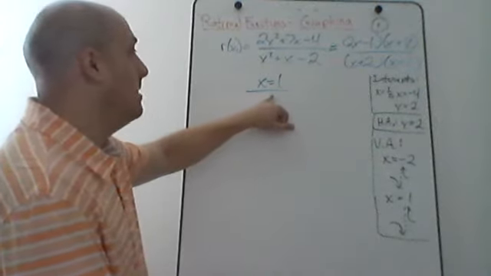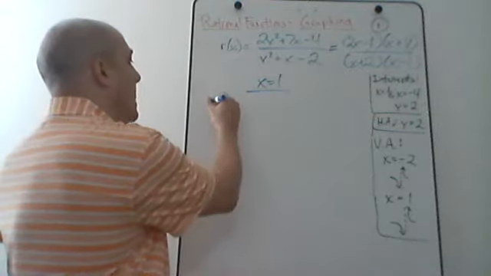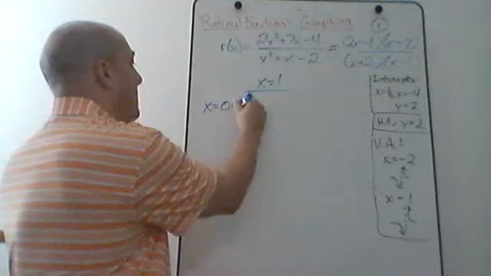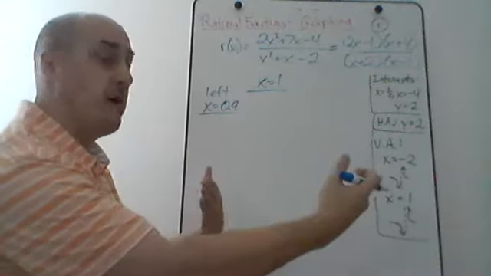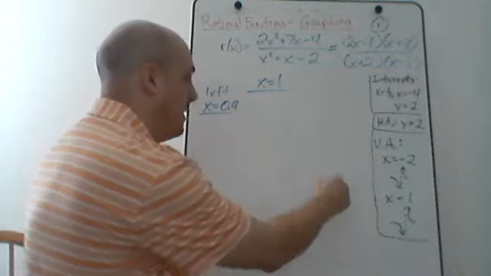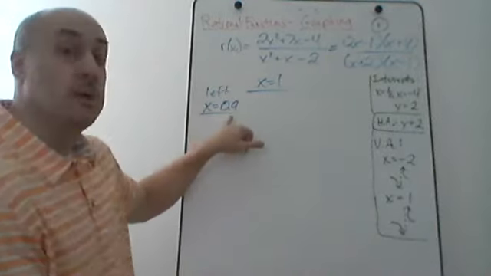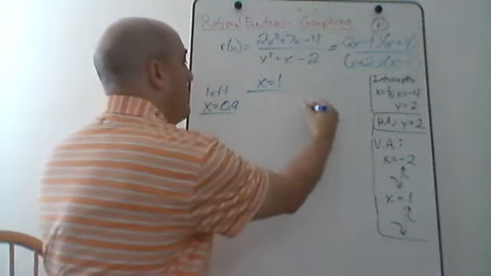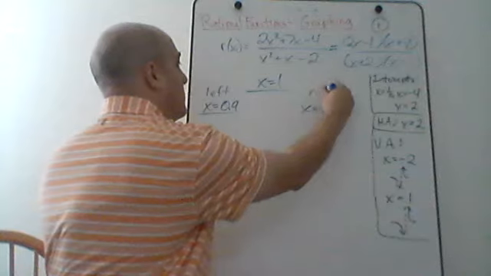I need to pick a number a little bit on the left side of 1, so let me pick x equals 0.9. On the graph, if I have a vertical line at x equals 1, I need to pick a point a little bit to the left of that line. Then I pick a number a little bit to the right of that vertical line, so let me pick x equals 1.1.